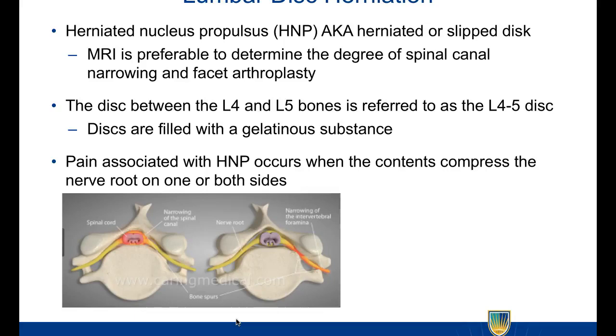The discs are filled with a gelatinous substance that is like a cushion sac. As part of the normal aging process, the disc degenerates over time and starts to become less absorbent. When a small tear occurs in the disc, the innermost portion of the gel-like substance can ooze out of the disc. Typical pain associated with HNP occurs when the contents compress the nerve root on one or both sides. Pain can be mild or debilitating.